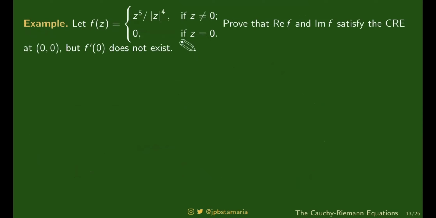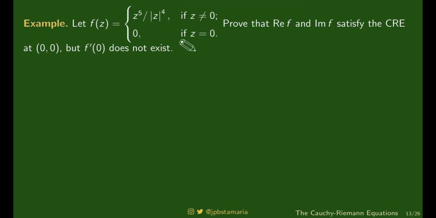In fact, I have here. Let's consider, asahan nyo na ang itsura ng function ay medyo artificial kasi nga pipilitin natin masatisfy yung Cauchy-Riemann equations pero hindi siya differentiable. So for example, ang definition ko na f of z is like this piecewise. So f of z ay z to the fifth divided by absolute z raised to the fourth power whenever z is not zero, and it is just zero whenever z is zero.